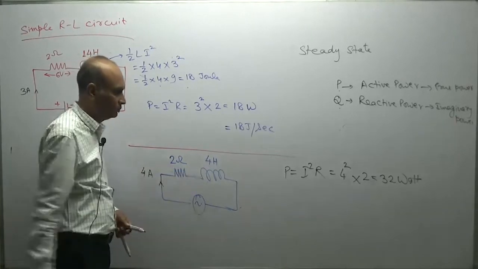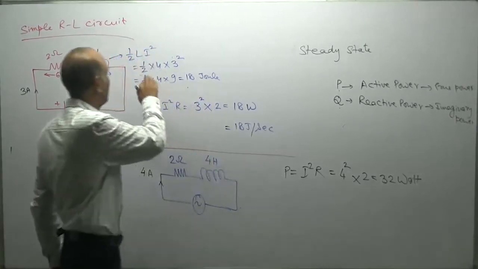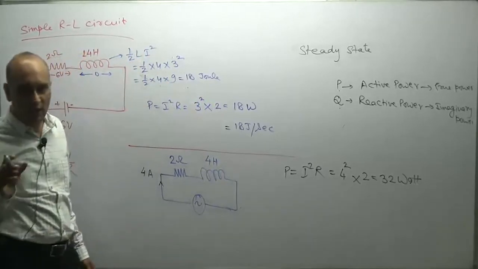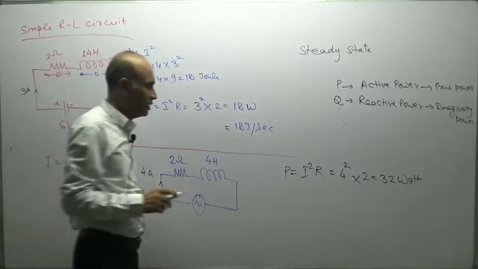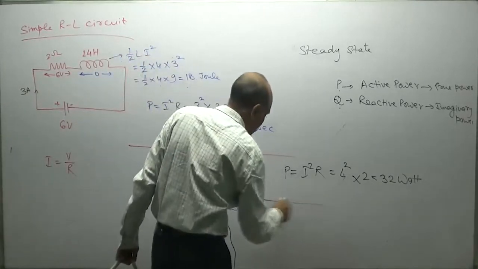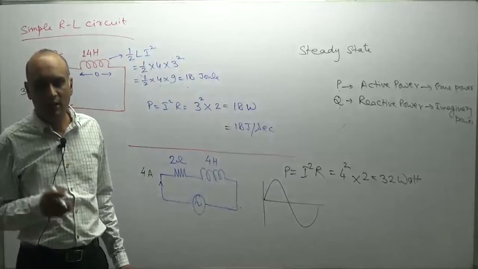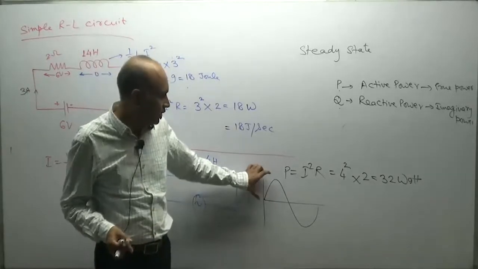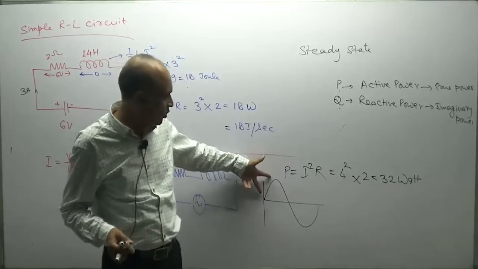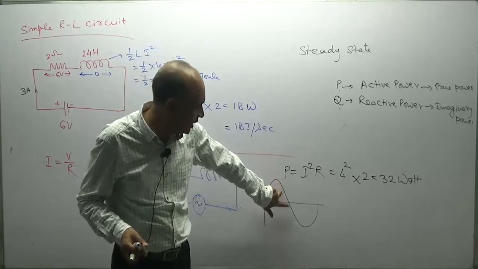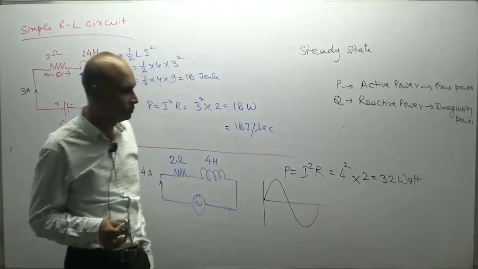What about the inductor? Inductor stores the energy half L i square. In an AC circuit, current is continuously changing. This portion is called a quarter cycle. Quarter means 1/4. Again, this portion is a quarter cycle. This is a quarter cycle. Again, this portion is a quarter cycle.